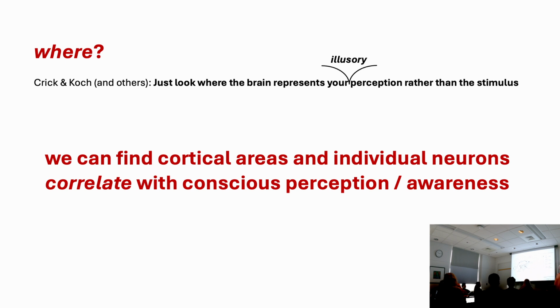Very intriguing. So, as I said, back in the 1990s, Francis Crick and Christof Koch, and others I should mention, said we should look where the brain represents your perception rather than the stimulus. Now, I threw in here illusory because I just showed you that illusions allow us to decouple the sensory stimulus that we show you, the physical stimulus, from the inner movie that is your consciousness. So the idea was, why don't we use these illusions and just see when you see the stimulus and when you don't, where in your brain we find these neurons. So we can find cortical areas, individual neurons, and then we can correlate them with conscious perception.